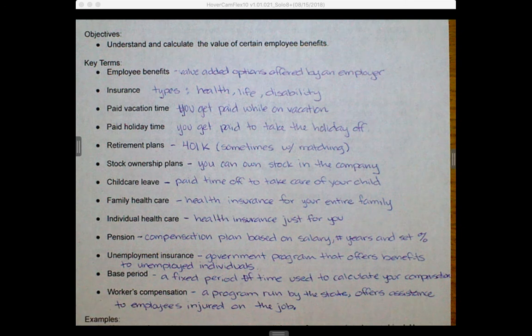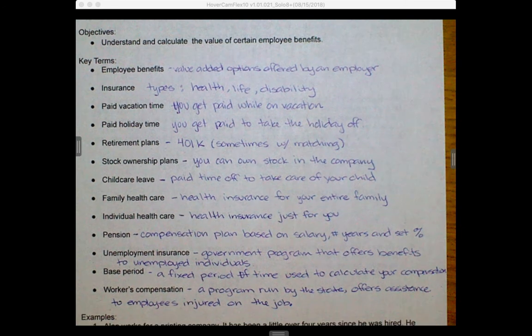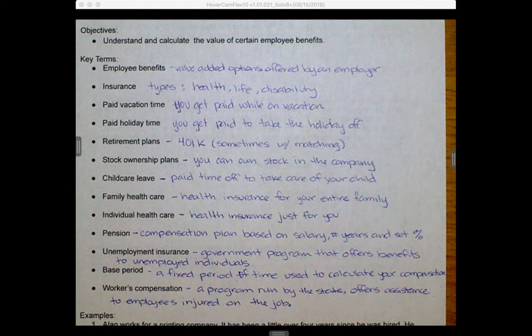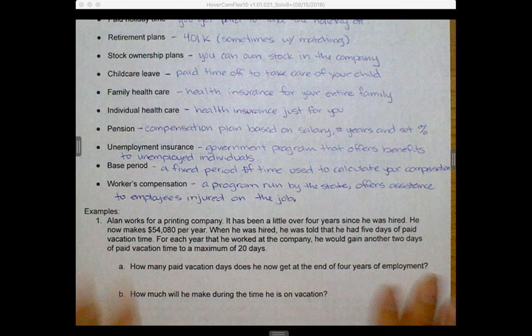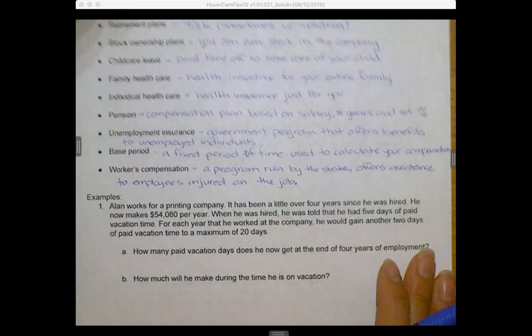Okay, so these are our definitions. We're going to go ahead and move on to our examples. Let's take a look at the first example that we have.